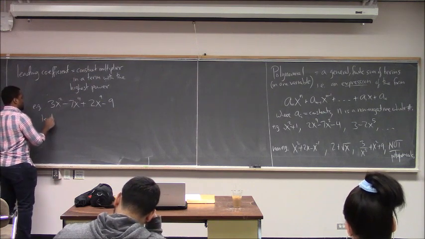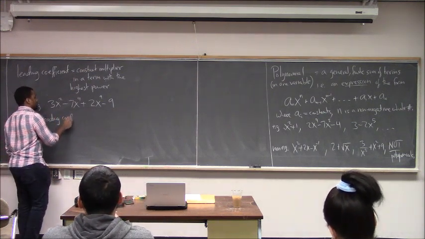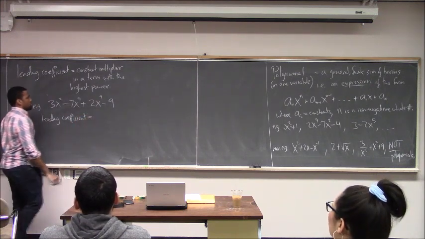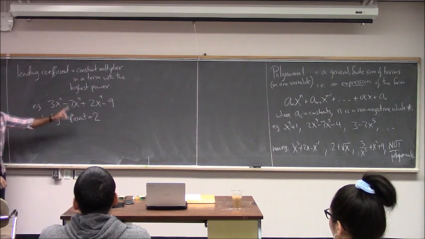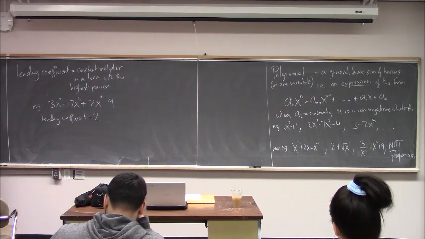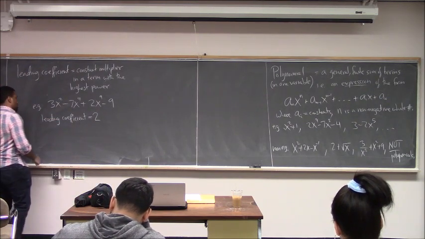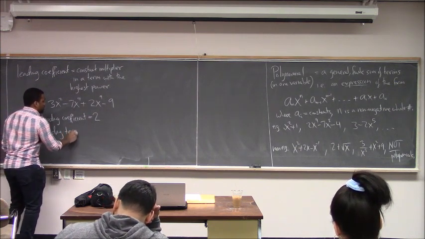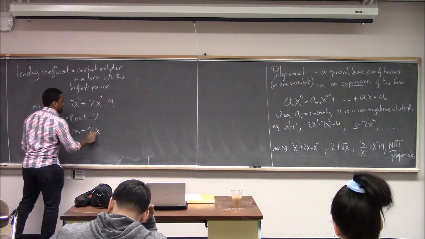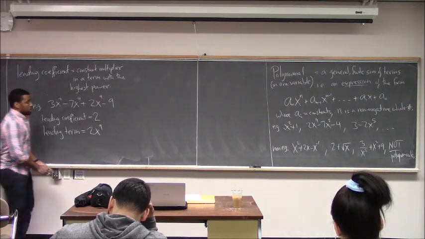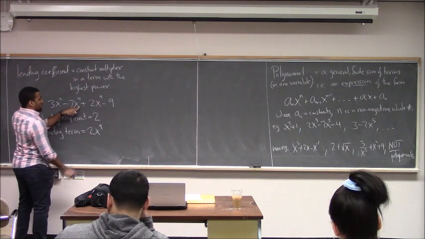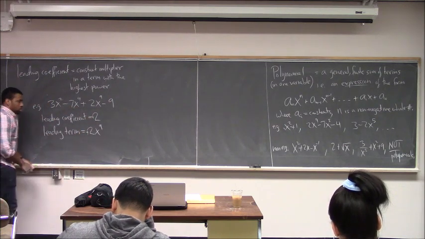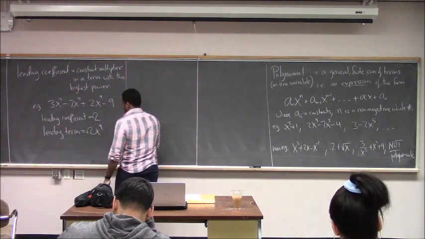Then the leading coefficient equals, well, 2. The coefficient is just the number in front of the term with the largest power. The leading term is the entire thing, and by the way, it includes taking the sign with you. So if this was a -2, you would keep the sign. So you can have a leading term and a leading coefficient.